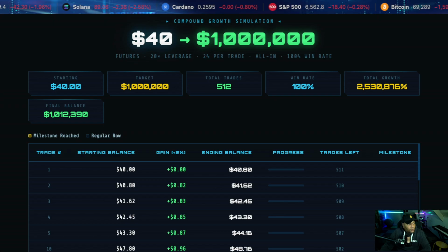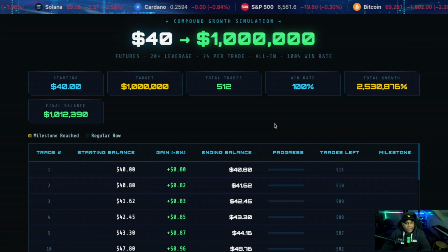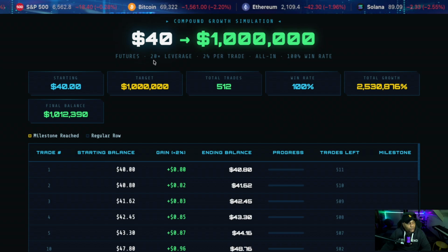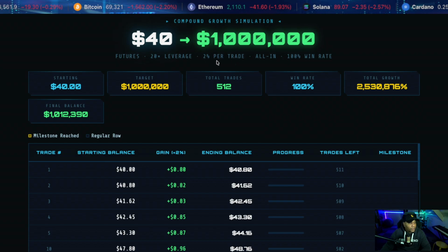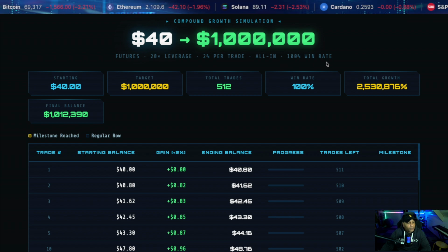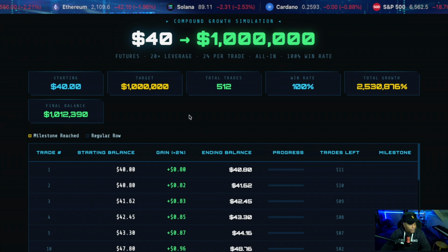Some fun. What I did, I made the calculation that if you would start with $40 and would like to trade until $1 million, then it would take you 512 trades. You should be trading futures with 20x leverage and then 2% per trade. Each trade at least 2%, all in. So everything you gain, you put in again. And with a 100% win rate, it would take you 512 trades.